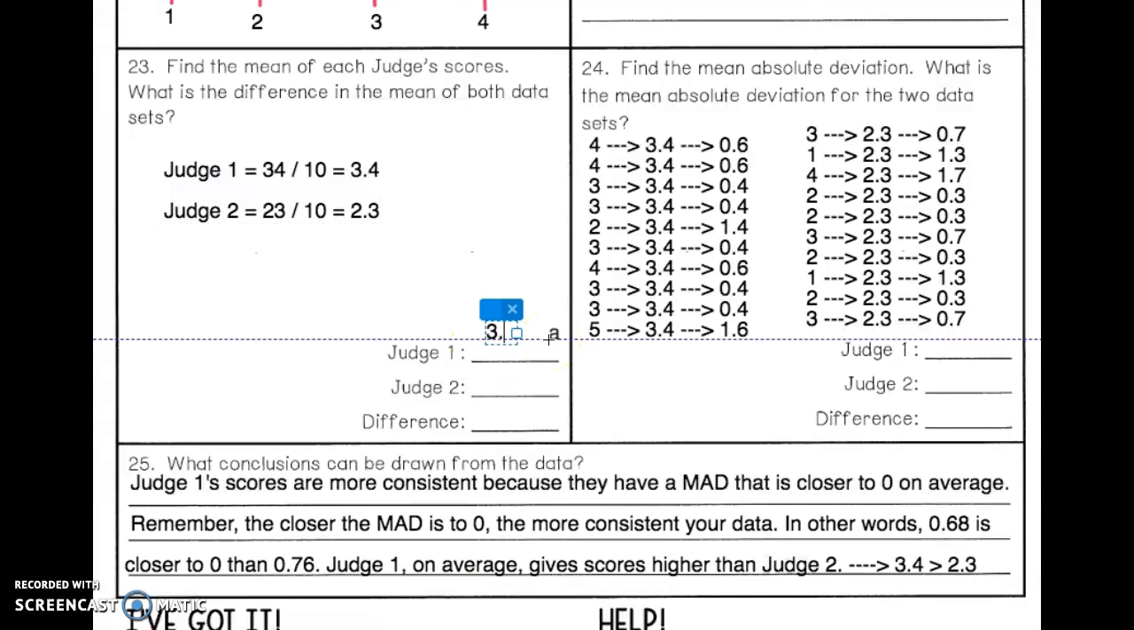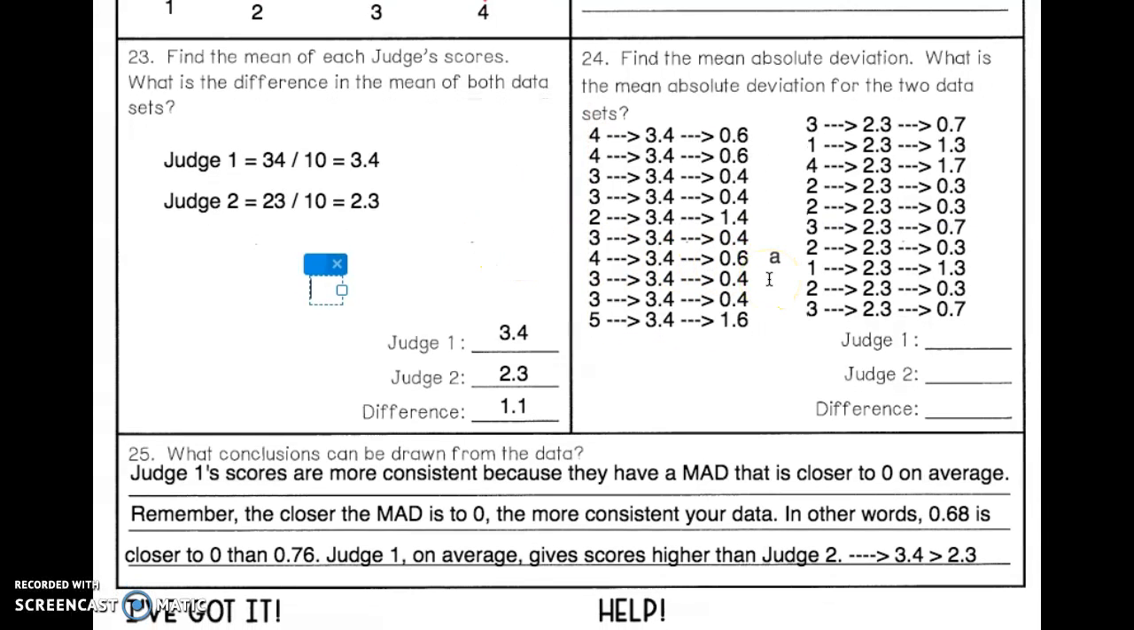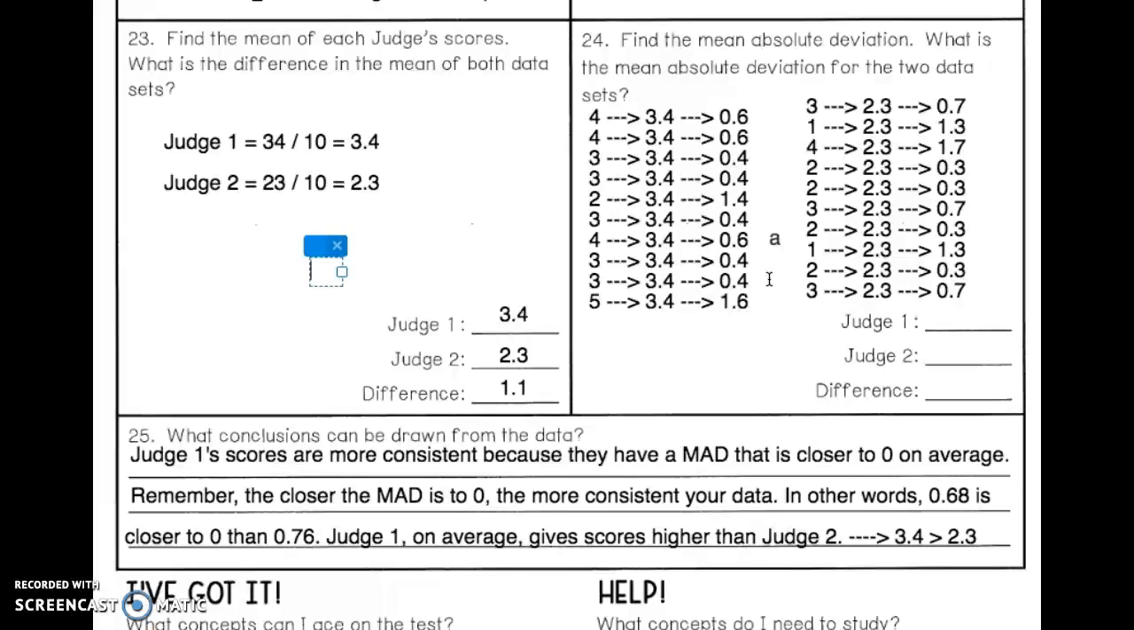So Judge 1 mean was 3.4. And then Judge 2, you can tell that Judge 2 on average scored a little bit lower than Judge 1, and the difference when you subtract the two should be 1.1, because 3.4 minus 2.3 is 1.1. Okay, so that's 23. And then 24 says find the mean absolute deviation.